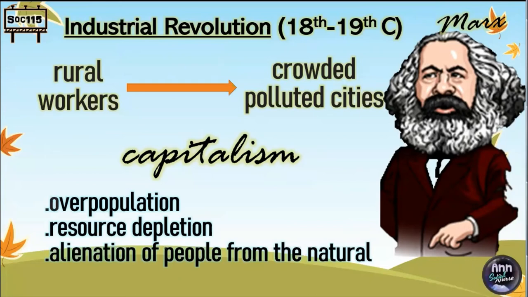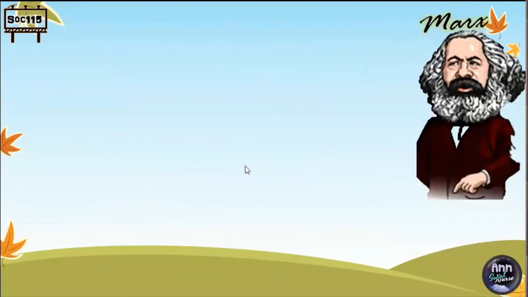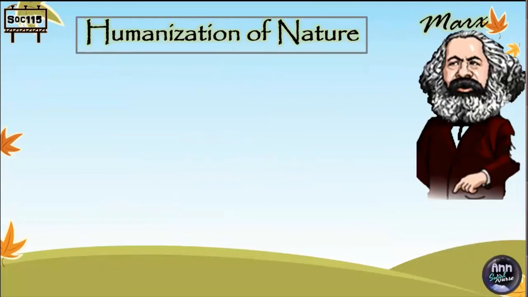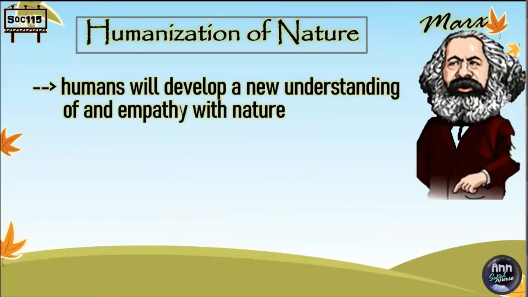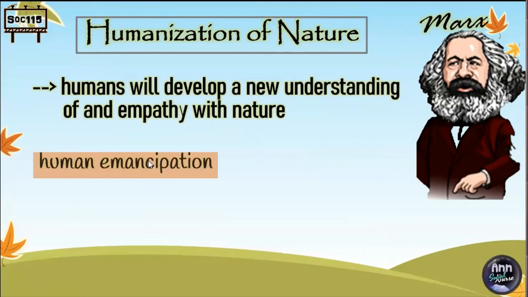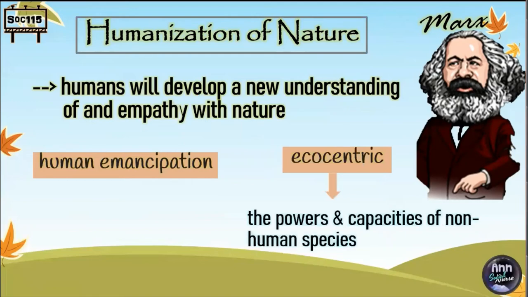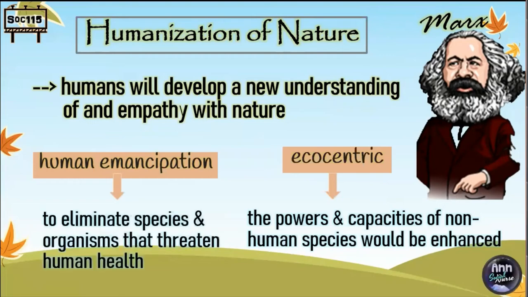By contrast, in Marx's early work, the concept of the humanization of nature is proposed. This suggests that humans will develop a new understanding of and empathy with nature. A key question here is whether this new understanding would be used solely for human emancipation, or whether it would take a more ecocentric form in which the powers and capacities of non-human species would be enhanced. In the former case, the humanization of nature might in fact be deployed to eliminate species of organisms that threaten human health.